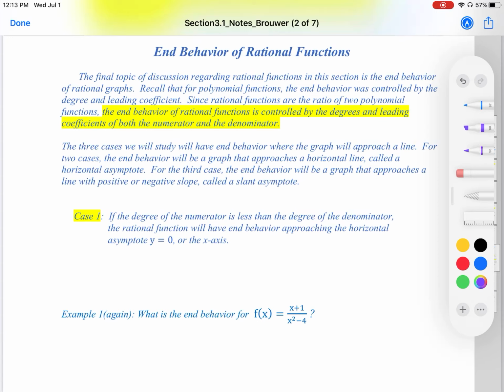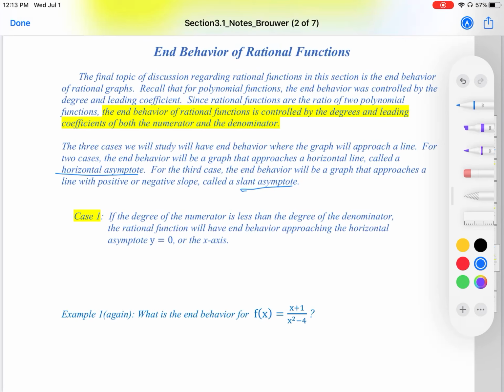The three cases we will study will have end behavior where the graph will approach a line. For two cases, the end behavior will be a graph that approaches a horizontal line called a horizontal asymptote. For the third case, the end behavior will be a graph that approaches a line with positive or negative slope, called a slant asymptote. So there are more asymptotes to consider.